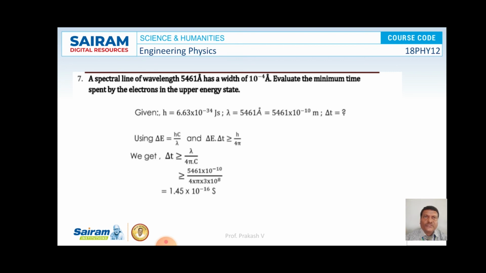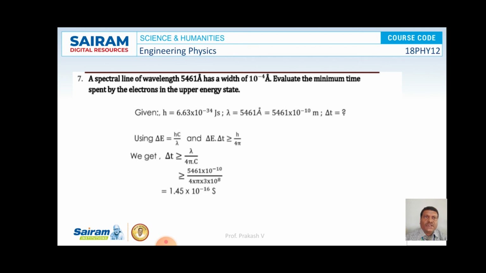The seventh problem: a spectral line of wavelength 5461 angstrom has a width of 10 to the power minus 4 angstrom. Calculate the minimum time spent by the electrons in the upper energy state. So here the value of h is given as 6.63 into 10 to the power minus 34 joule second, and lambda is 5461 angstrom. And what is delta T? That is what we have to calculate.